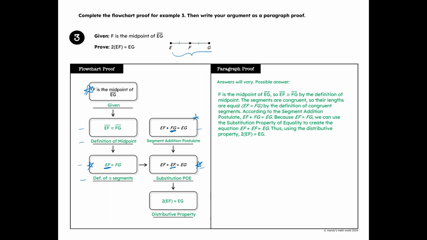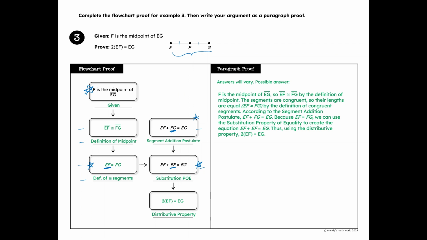The segments are congruent, so their lengths are equal, which means the length of EF is equal to the length of FG by the definition of congruent segments. According to the segment addition postulate, EF plus FG equals EG. Because EF equals FG, we can use the substitution property of equality to create the equation EF plus EF equals EG. Thus, using the distributive property, 2 times EF equals EG.